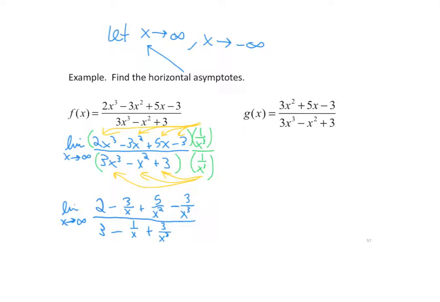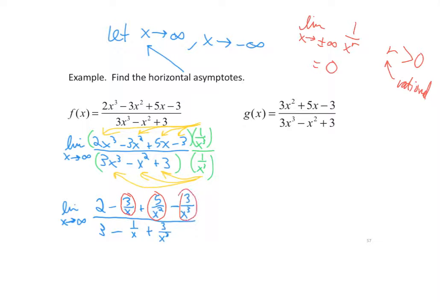By the fact we shared toward the end of class, if you have 1 over x to the r and you're letting x go to infinity or negative infinity, and r is a positive rational number, then this limit will equal 0. That's how we were figuring out the other limits in the previous examples. That was the fact we mentioned in class. So the terms I'm circling now, these are all going to go to 0.